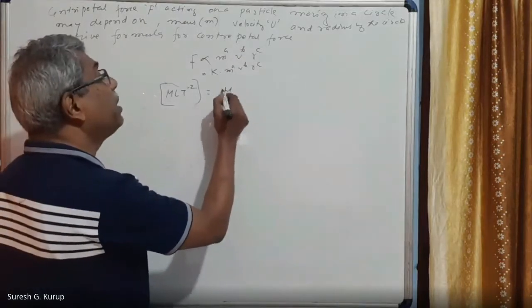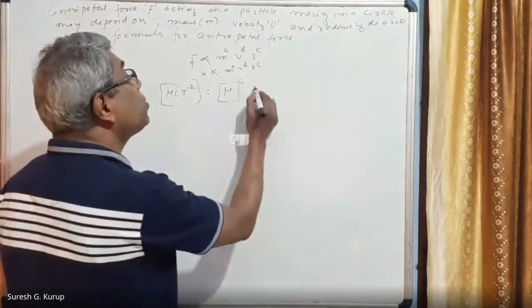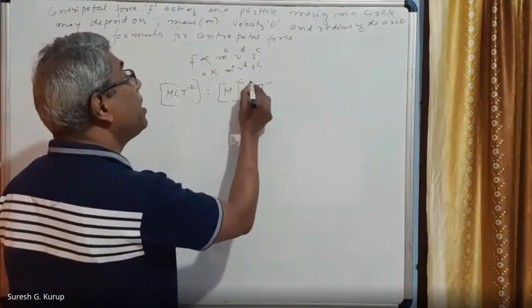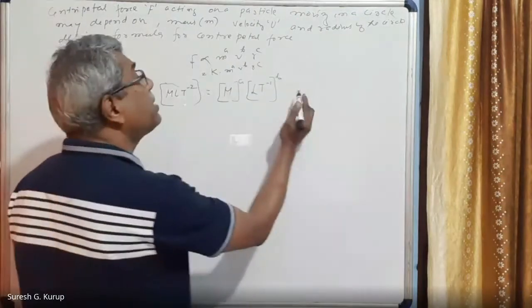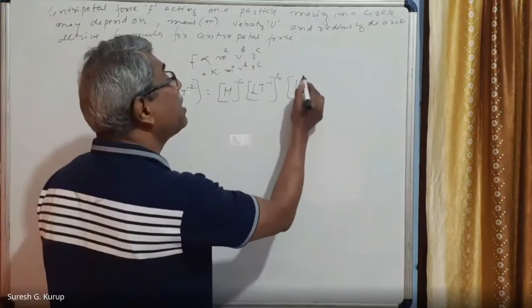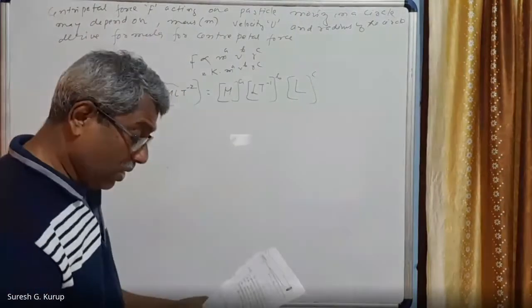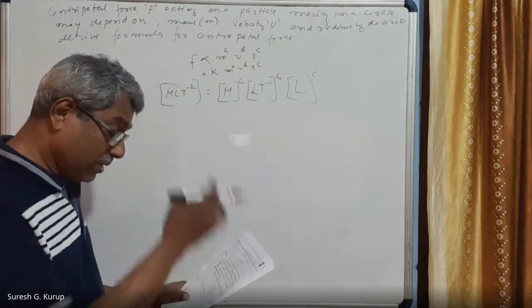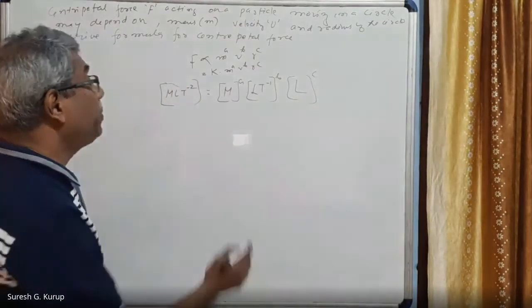M means capital M, the whole raised to a you will write. V means velocity. Velocity everybody knows is L T raised to minus 1, raised to b you will write. Radius is a length only, therefore radius is L raised to c you will write. So this is the condition. Am I correct? Okay.